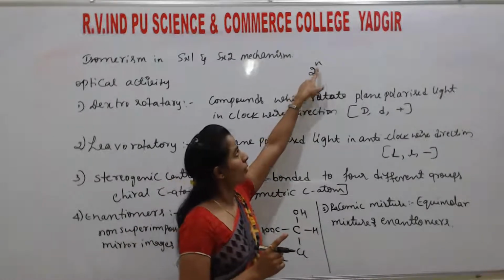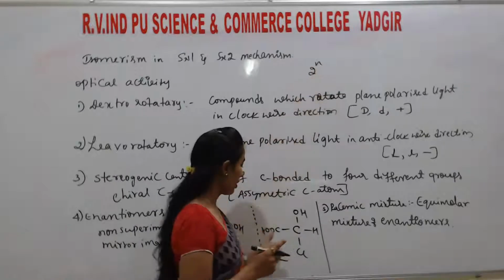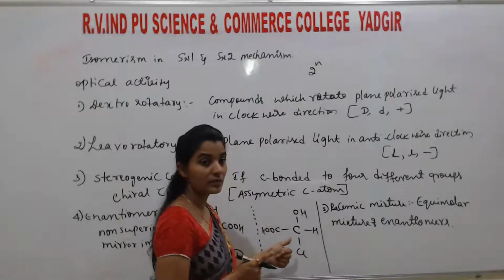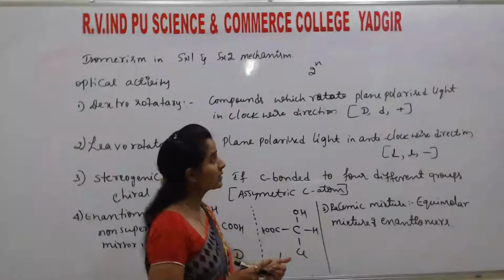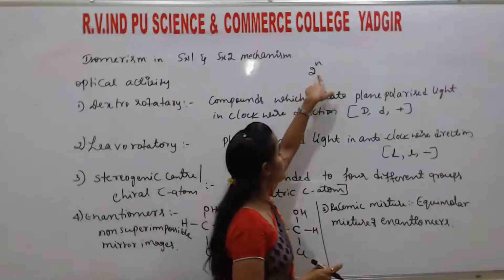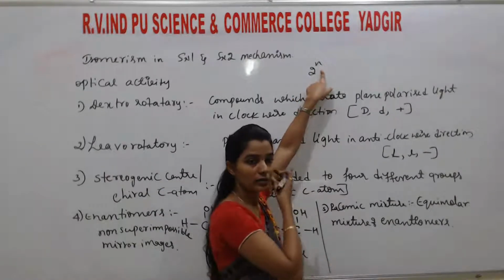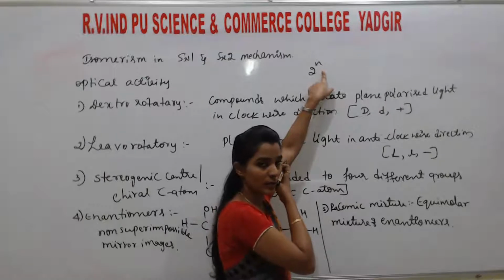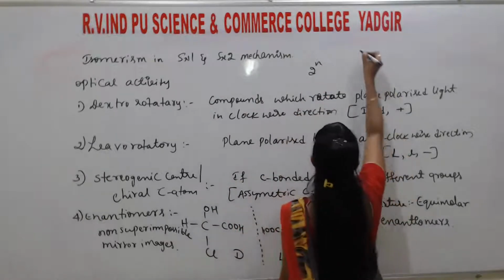Okay, so 2 to the power of n. What does n represent? The number of chiral carbon atoms, meaning asymmetric carbon atoms. Understand? Here 2 to the power of 1 means 2 isomers are possible. Another example I will write here.